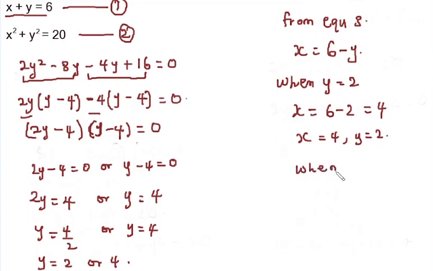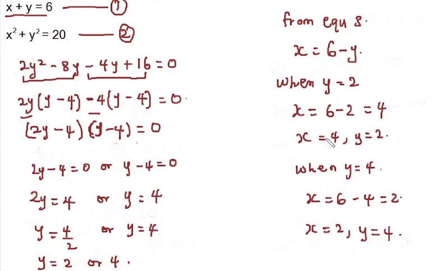When y is equal to 4, x is equal to 6 minus 4, which is equal to 2. So x is equal to 2, and then you have y is equal to 4. So these are the respective values for when one value alternates with the other.